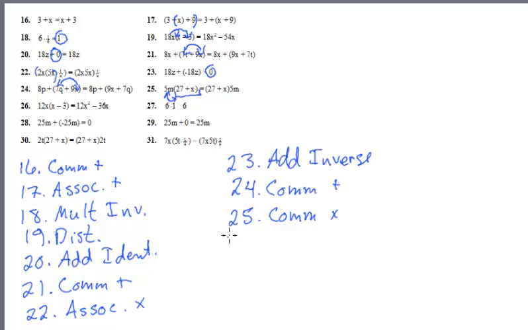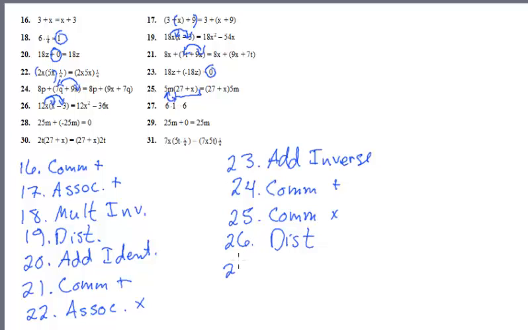Number 26. 12x times x minus 3 equals 12x squared minus 36x. Looks like that is jumping in, and that is jumping in. That is the distributive property.